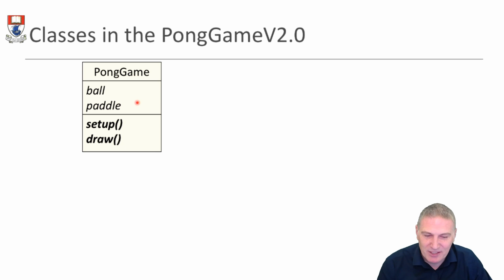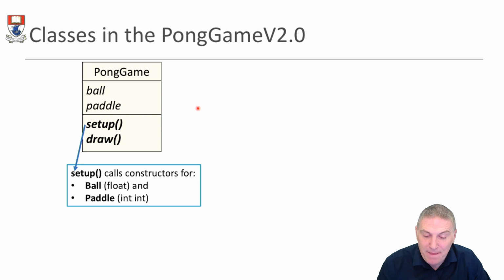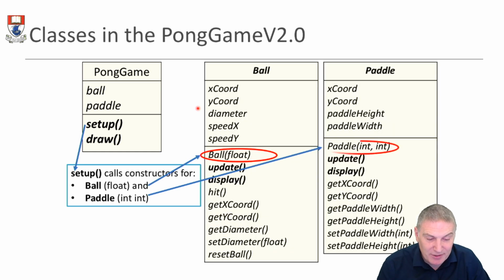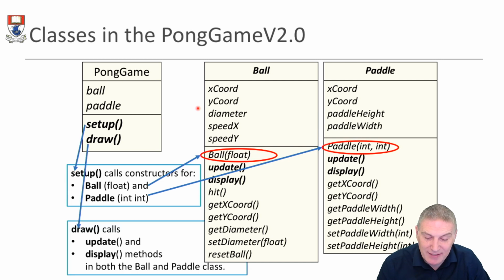Okay, so version 2. So we have the ball, and this time we're introducing the paddle. So we're going to be creating a paddle object. So the setup is going to call constructors for both ball and paddle. Here's the ball constructor and here's the paddle constructor. Draw is then going to call update and display methods for both the ball and the paddle.